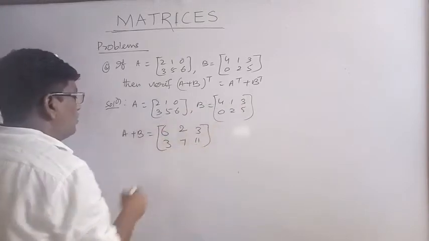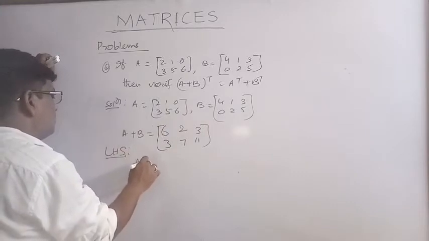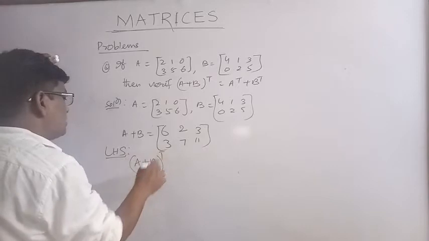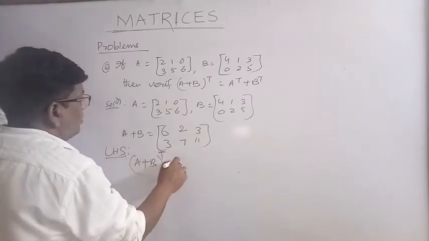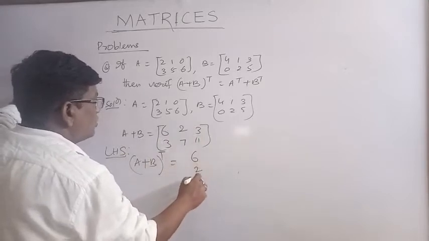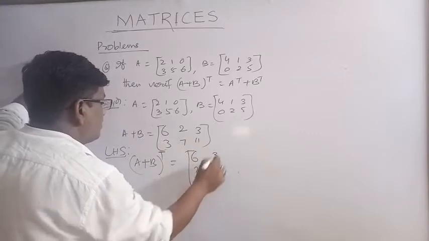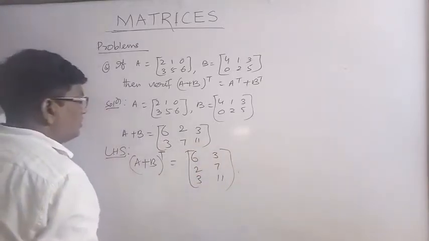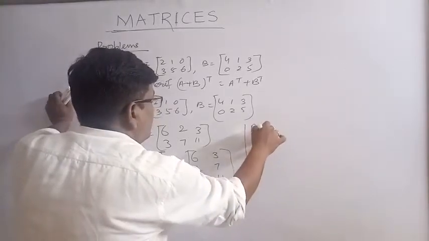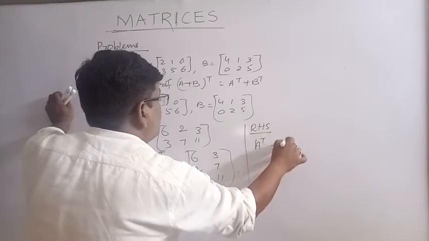Now A plus B whole transpose. The left hand side is A plus B whole transpose. A plus B transpose means rows become columns and columns become rows, so 6 2 3 as one column and 3 7 11 as the other. This is A plus B whole transpose. Now the right hand side is A transpose plus B transpose.